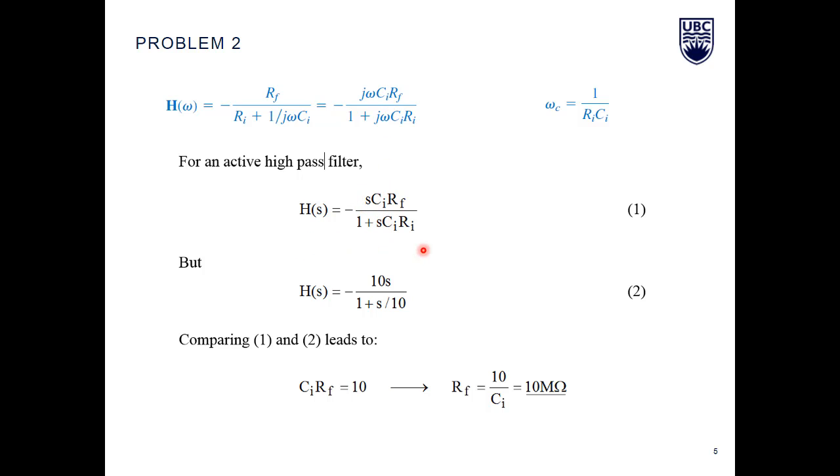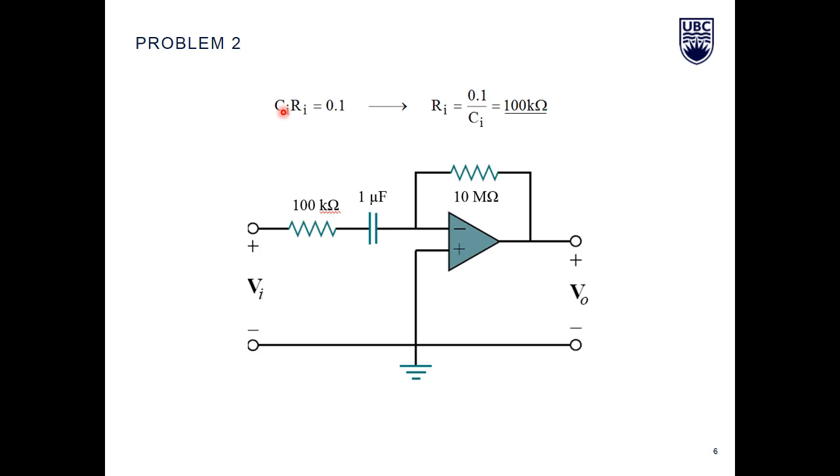so we have this relationship right now, and we need to compare it with the relationship that is given in the question. So Ri times Rf should be equal to 10, and Ci times Ri should be equal to 1 over 10. So we go ahead with this. So from the first relationship, if we use a 1 microfarad capacitor, we can find Rf, which is 10 mega. And then from Ci times Ri equals 1 over 10, we get Ri equal to 100 kilo ohms.